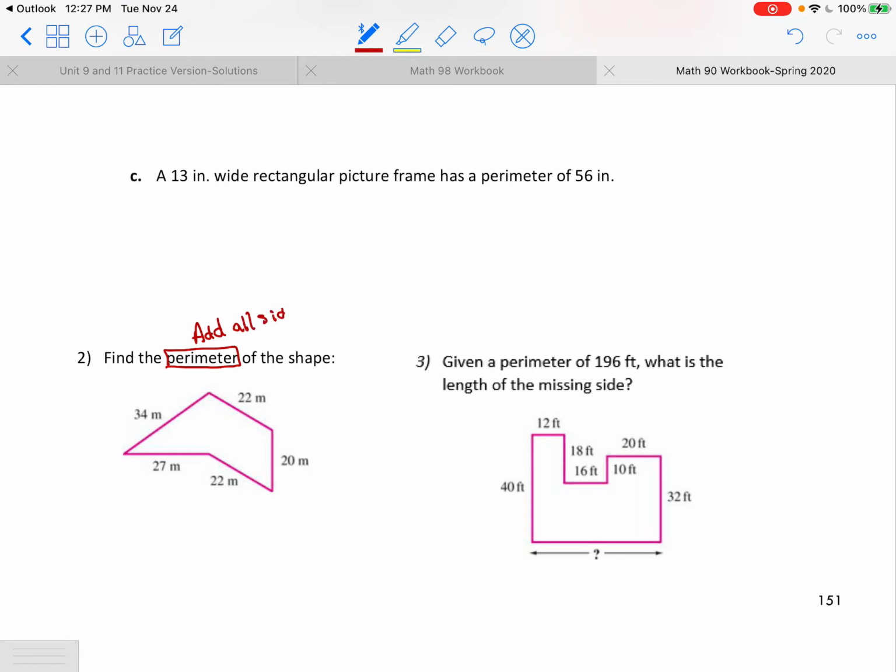And in number 2, you can see you don't even have an unknown. You just have side lengths. So you can just simply say perimeter is 34 plus 22 plus 20 plus 22 plus 27. And you're going to write that out, right? You're going to want to write it out because we want to make sure that we're showing all of that.